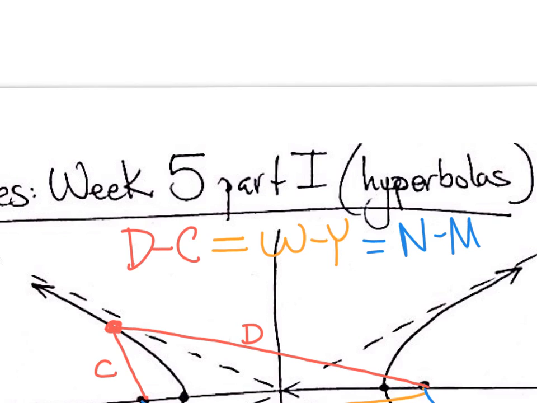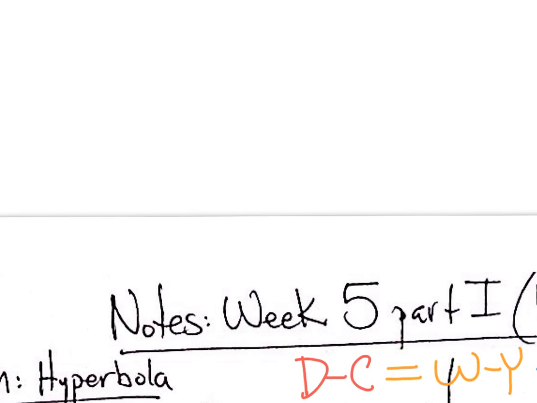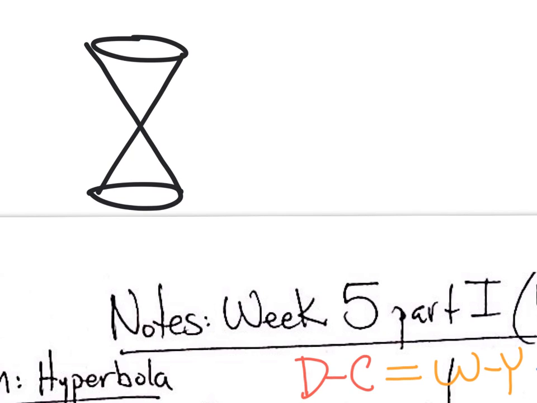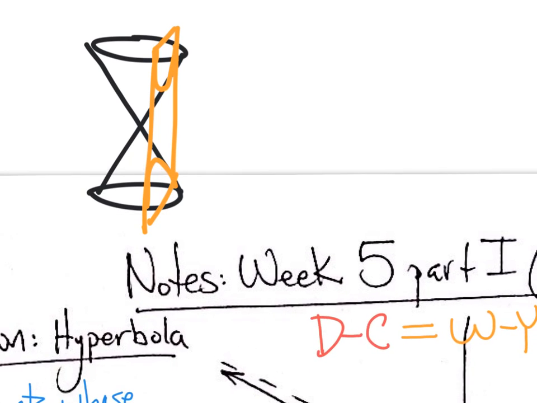All right, week 5, part 1, we're talking about hyperbolas. So the hyperbola is the last conic section that we will discuss. If we were looking at our cones here like this, imagine a plane slicing through. Okay, and we'd get this intersection. Maybe that makes sense. That's what we're looking at when we talk about a hyperbola.